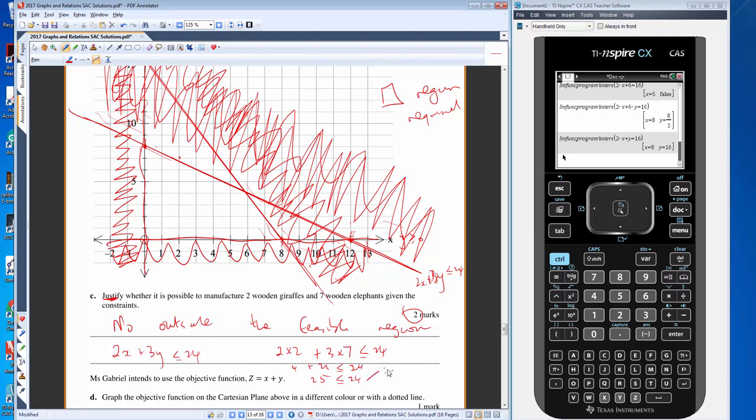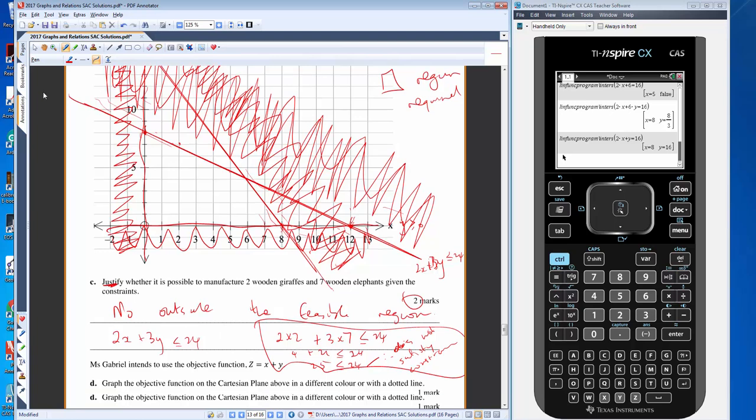Therefore, it does not satisfy the constraint. Okay, so that's what you needed to get the full marks on that one, and not many students did.